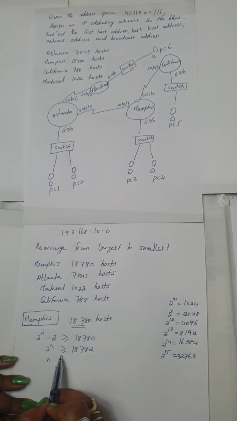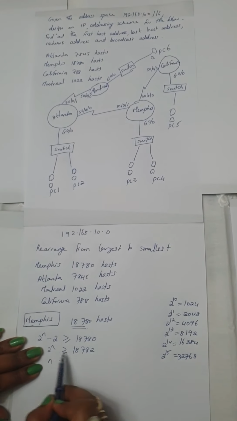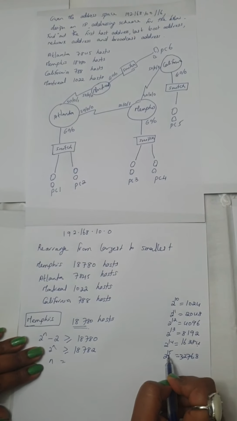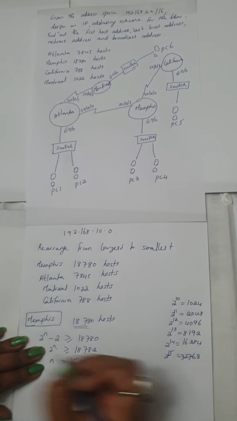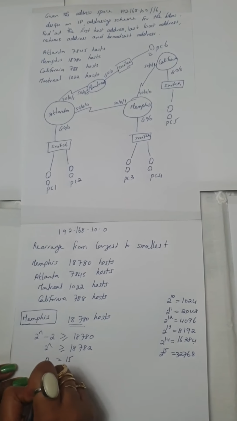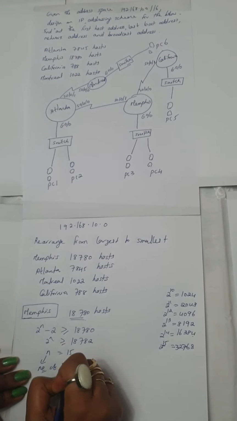Now 18,782 has to be less than or equal to 2 power n. So this is too small. So now n is equal to 15. So what does this 15 mean? N means number of host bits.